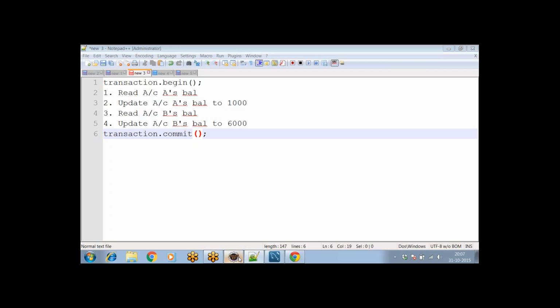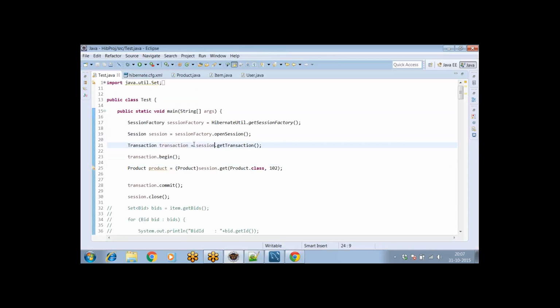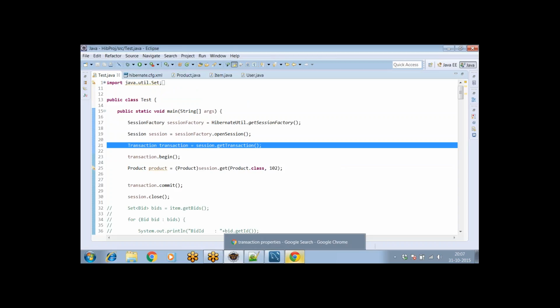How to obtain a transaction object? You see this statement. To draw the boundaries or to define a transaction, you need a transaction object, right? My question was, how will you obtain a transaction object? This is how you're going to obtain a transaction object here.